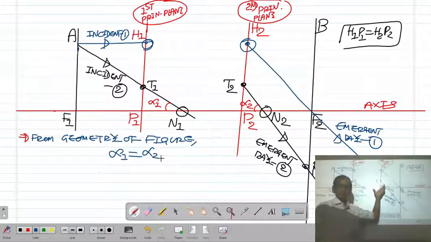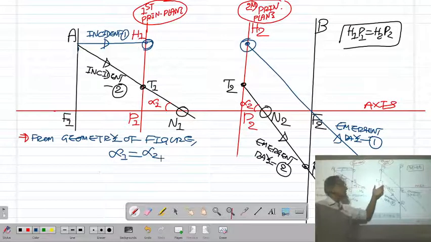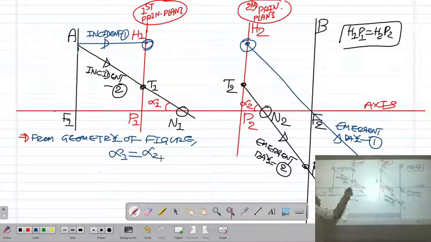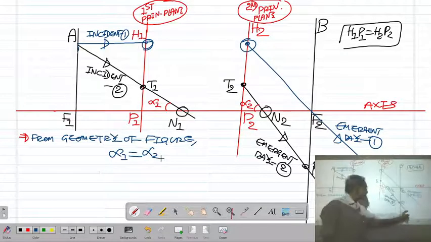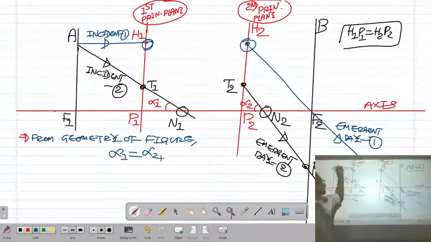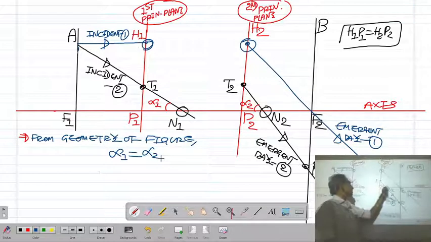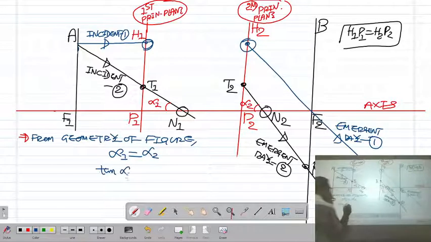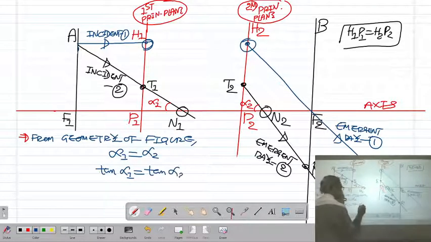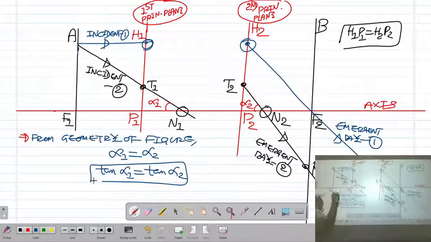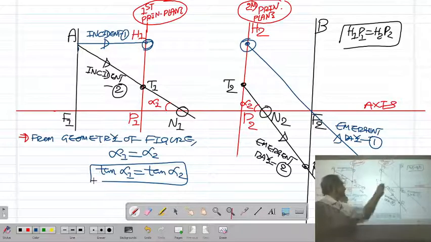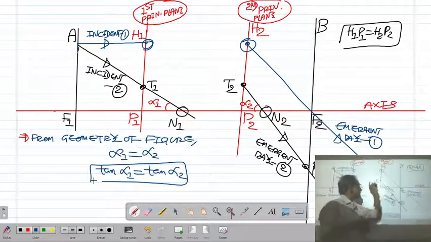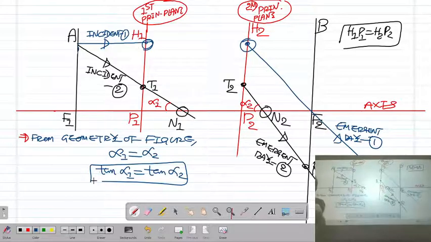If you see the diagram from the geometry of the figure, the angle made by the incident ray AT1 with the principal axis, alpha 1, and the angle made by the emergent ray T2R with the principal axis, alpha 2, are same. Okay, if alpha 1 and alpha 2 are same, then tan alpha 1 and tan alpha 2 will also be same, right? So tan alpha 1 is equal to tan alpha 2.